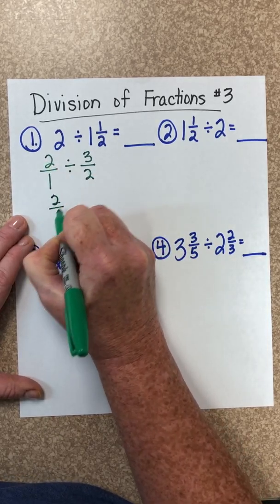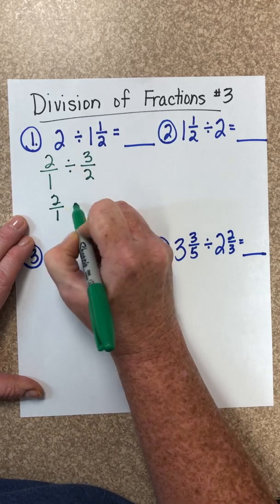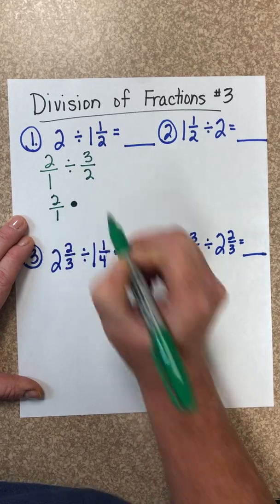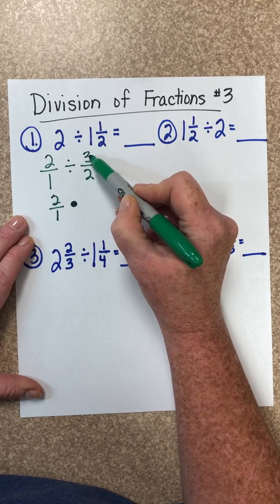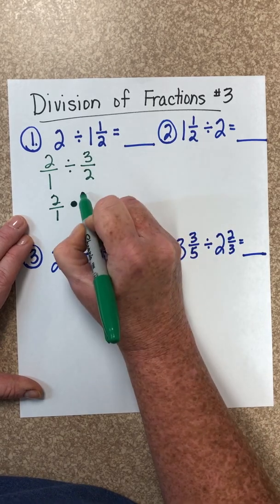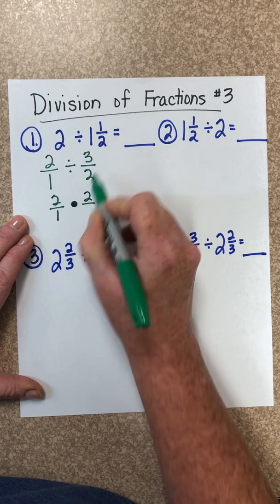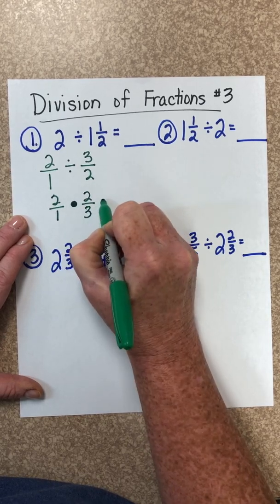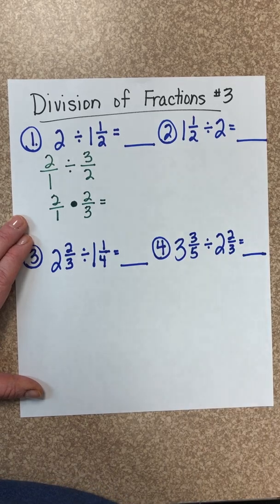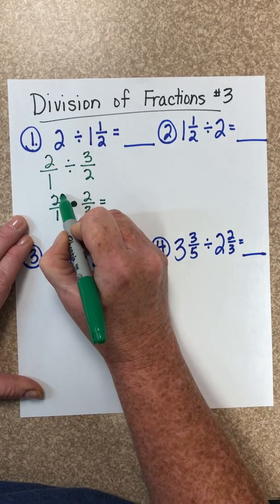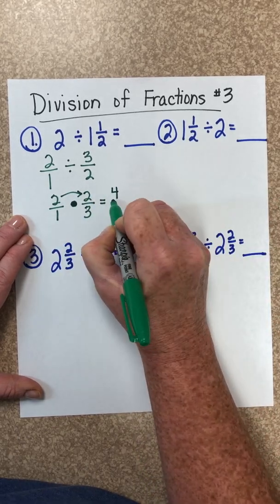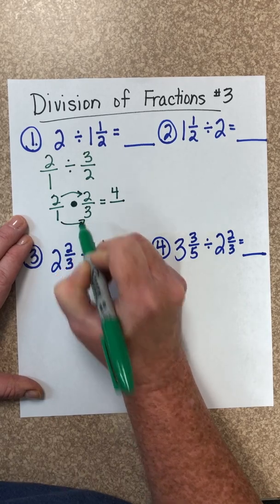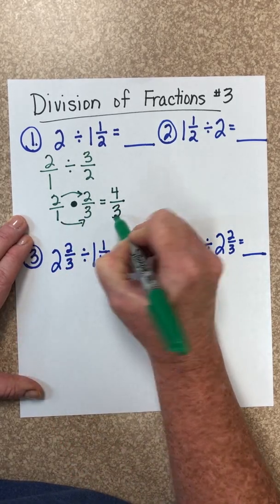Keep, change the division symbol to multiplication, and let's use that big dot again. And now let's look at flipping 3 halves. That means 2 goes on top, 3 goes on bottom. Now let's multiply straight across. 2 times 2 is 4, and 1 times 3 is 3.